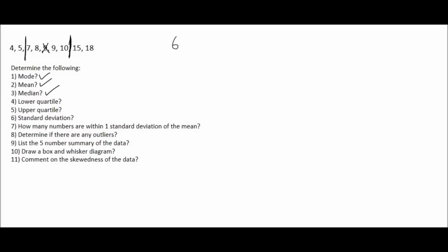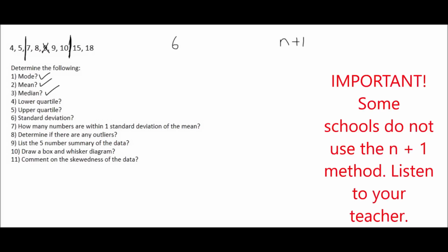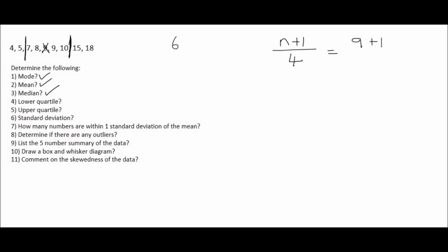Now, how do we do this mathematically? Well, we use the n plus 1 again. But now, because we're doing quarters, we will divide that by 4. And so there's 9 digits. So you say 9 plus 1 divided by 4, which will give you 2.5. So you must go to the position at 2.5. Let's try that again. Number 4 is position 1, so that's position 1, position 2, and then position 2.5 is going to be exactly in between 5 and 7, and so that's going to give us 6.